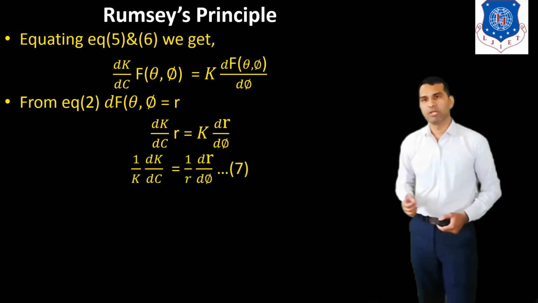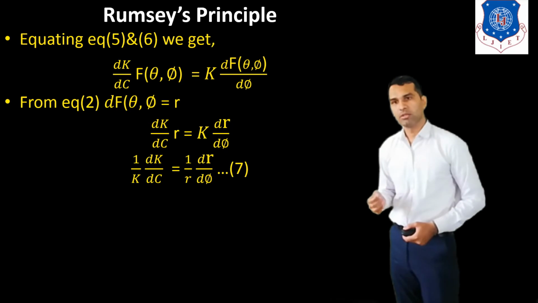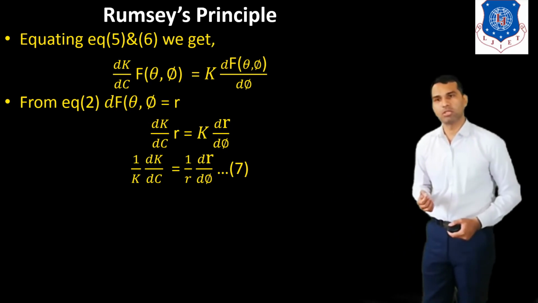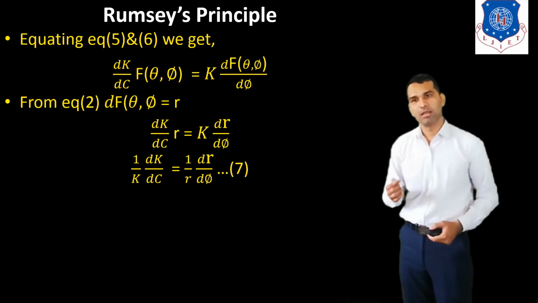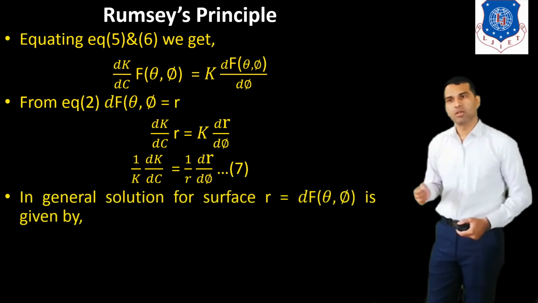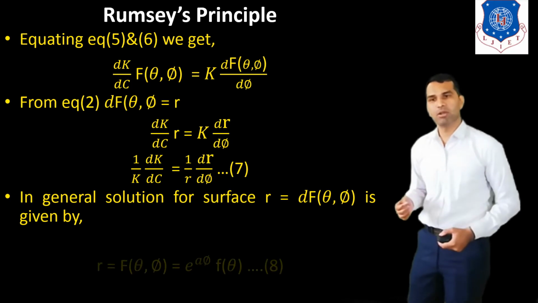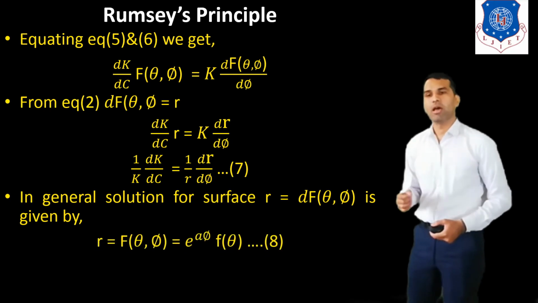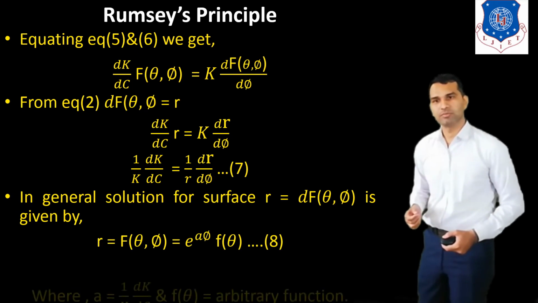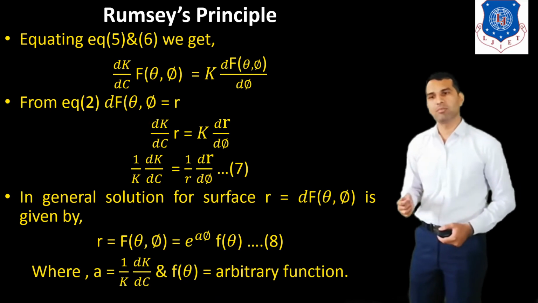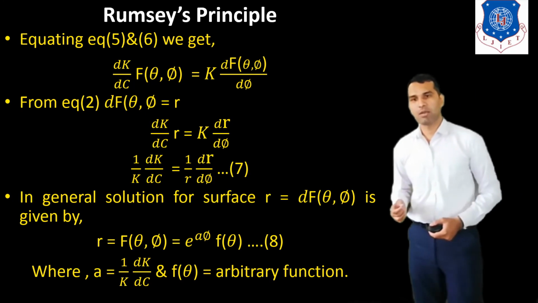Now we can simply write this equation by multiplying 1 upon k on both sides. So we can write 1 upon k dk by dc is equal to 1 upon r dr by d phi. In a general solution for the surface r is equal to f(theta, phi), it is given by r is equal to e raised to a phi f(theta), where a is nothing but 1 upon k dk by dc and f(theta) is an arbitrary function.